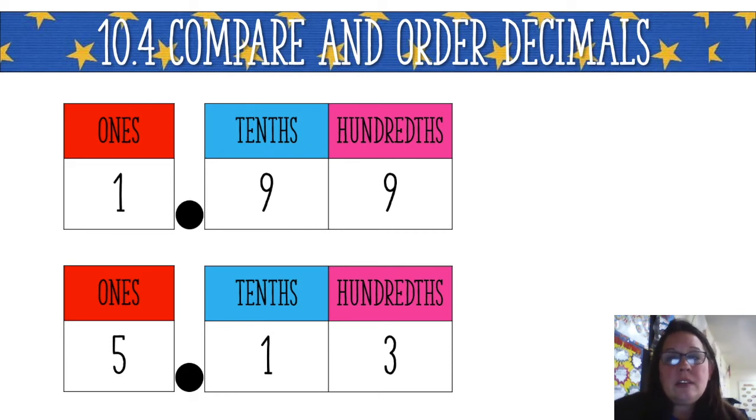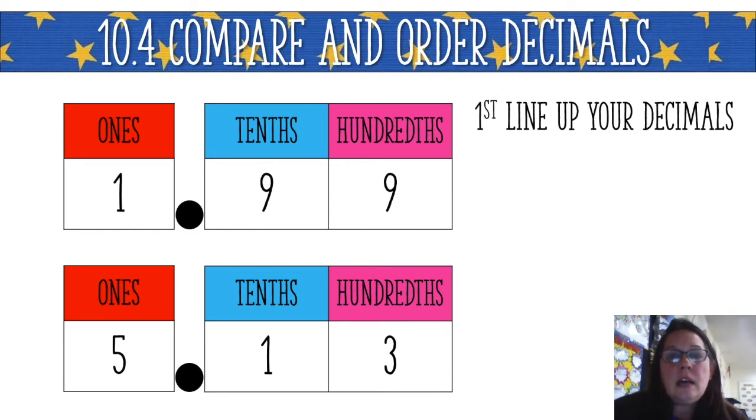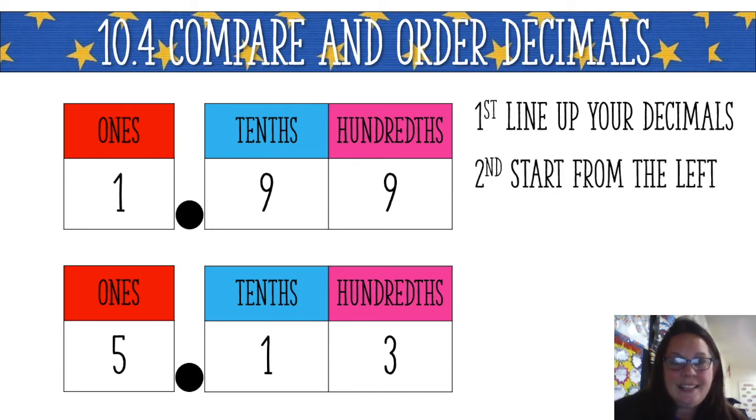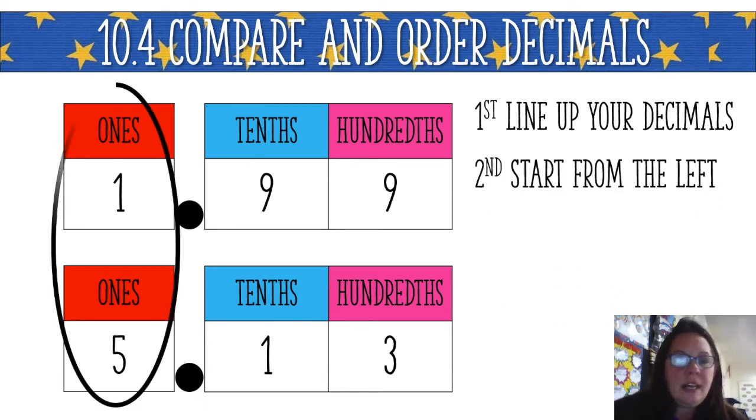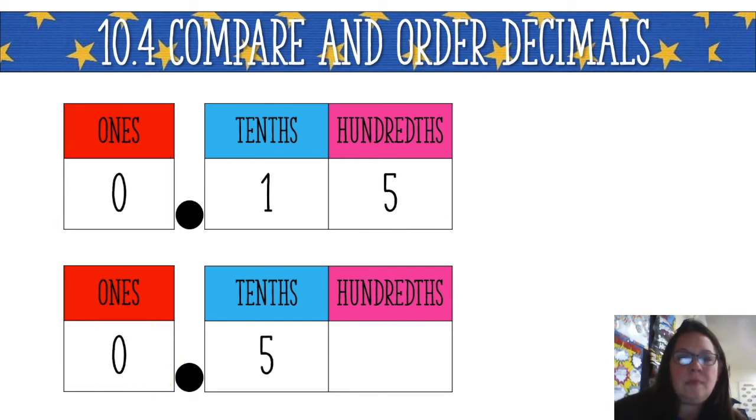So now let's do this again with different numbers. We line up our decimals and start at the left, and winner, winner, chicken dinner. Obviously, 5 is bigger than the 1. It doesn't matter that the top number has 9s. We still compare the first numbers. So obviously 5.13 would be a bigger number.